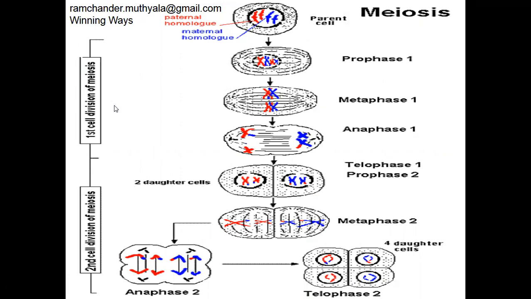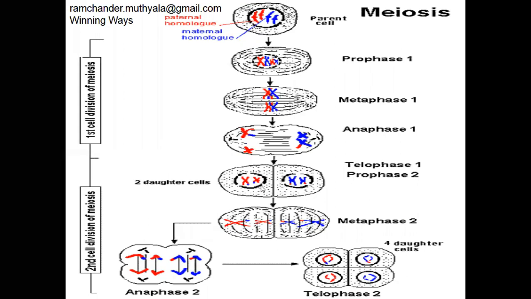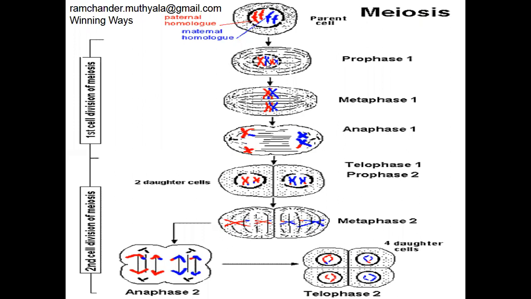Meiosis shows mainly 2 major phases: meiosis 1 and meiosis 2. Now meiosis 1 again shows 2 major phases: karyokinesis and cytokinesis. Nuclear division is called karyokinesis, and cytoplasm division is called cytokinesis.